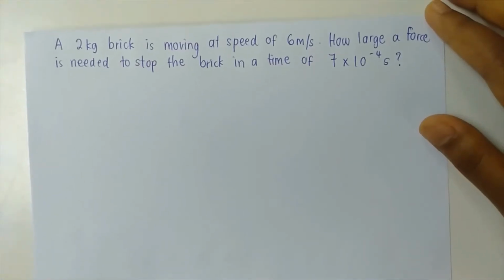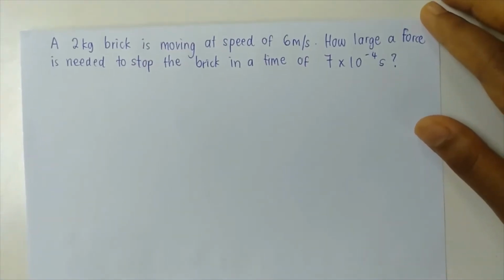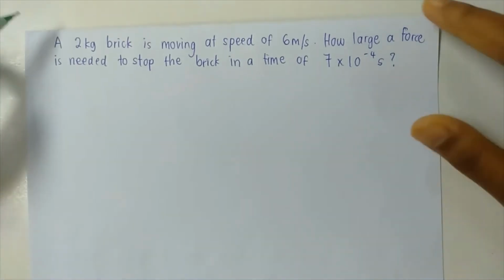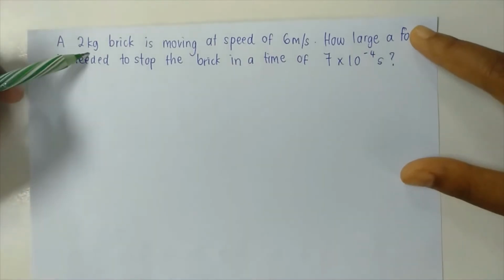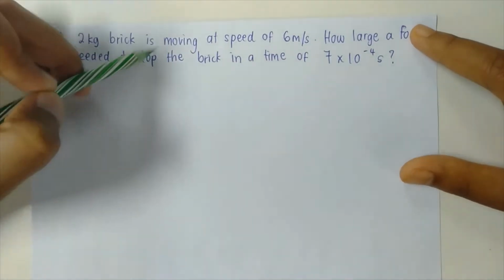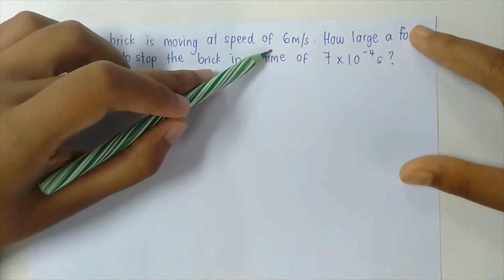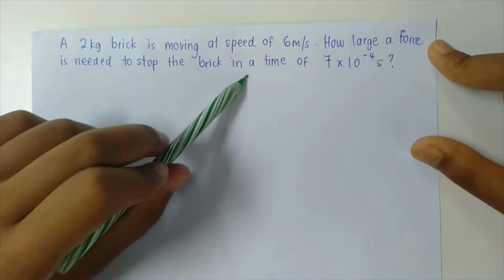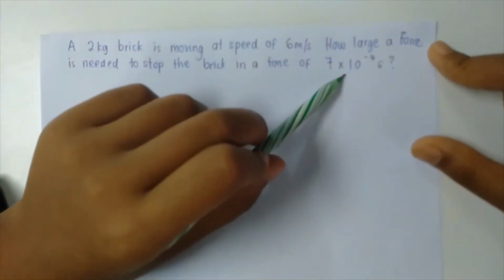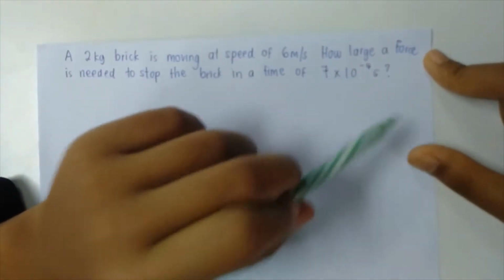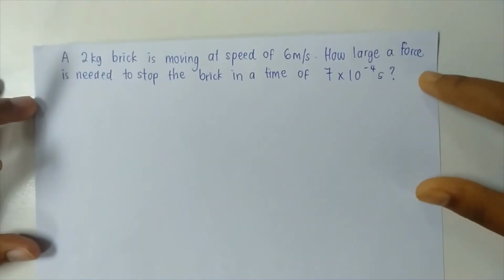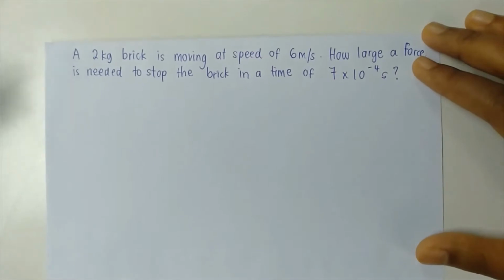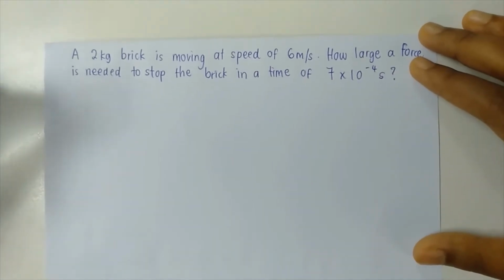Okay, now we're gonna do some exercise to increase our knowledge in this subtopic. Here, a 2 kilogram brick is moving at speed of 6 meters per second. How large a force is needed to stop the brick in a time of 7 times 10 power of negative 4 seconds?